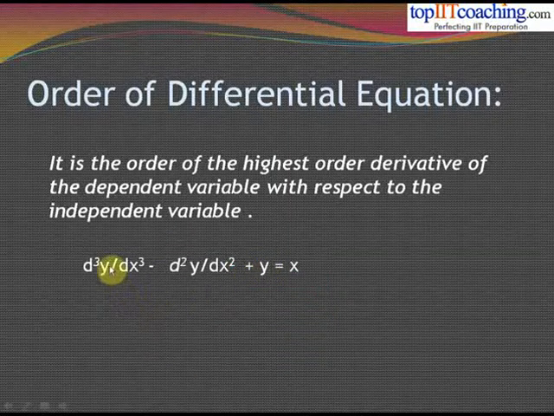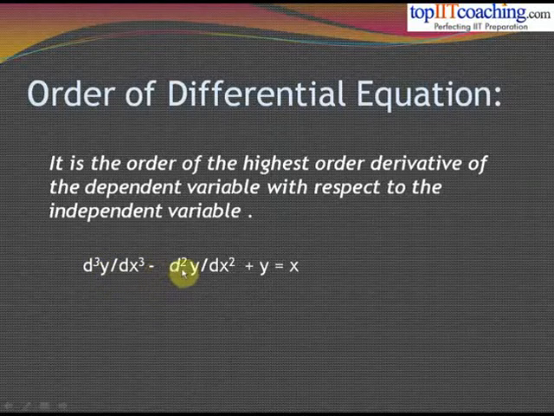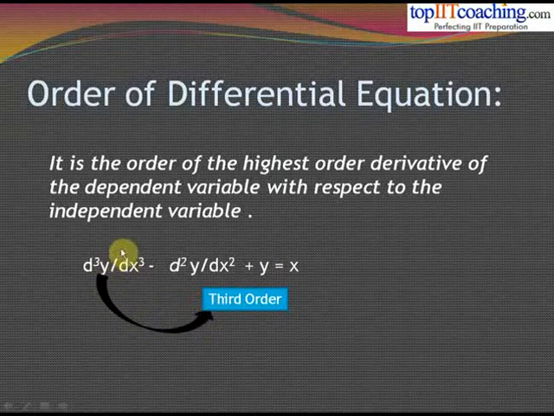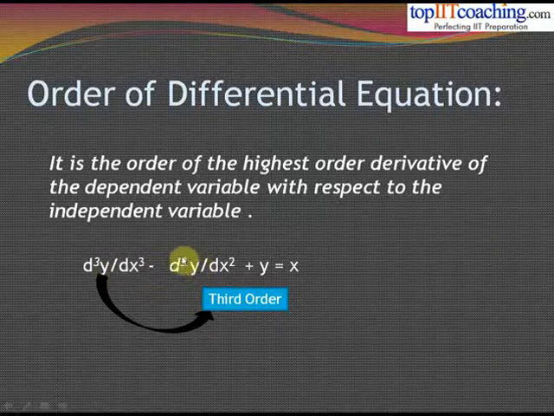Similarly, if we consider this equation d cube y by dx cube minus d square y by dx square plus y equal to x, here we see that this is third order, because the highest order derivative here is d cube y by dx cube. We also have a second order derivative, but since we have a third order derivative, we take this into account because this is the highest order derivative, and so the order of this entire differential equation becomes 3.